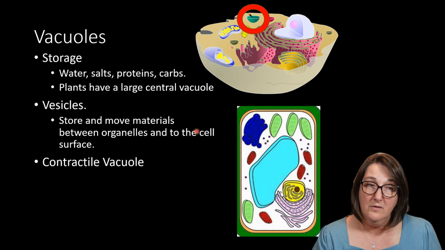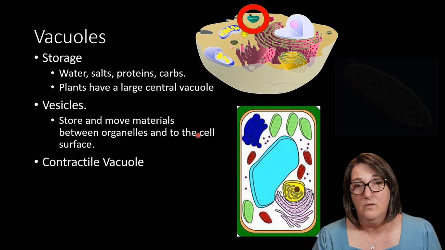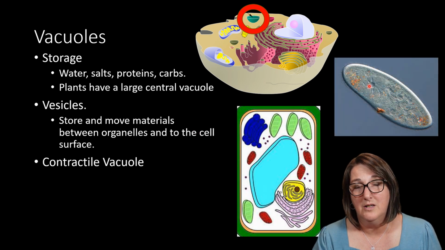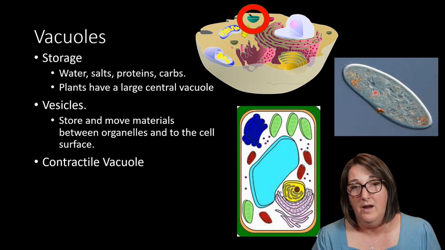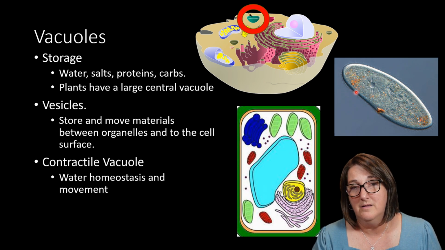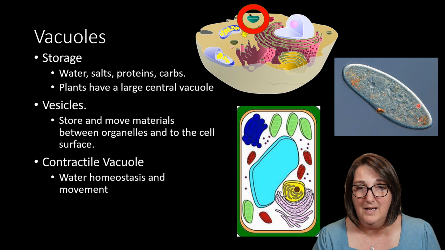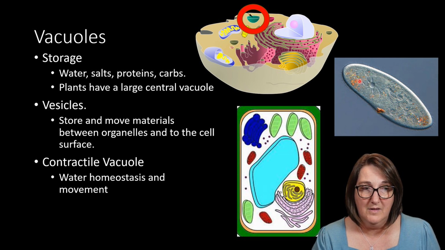There are contractile vacuoles, and these are ones you see in paramecium. These are going to contract, and when they contract, they're going to push water out of this paramecium, and they can allow for it to move. So it could be a motion. It can also be for water balance. So it produces a homeostasis effect inside of this paramecium.